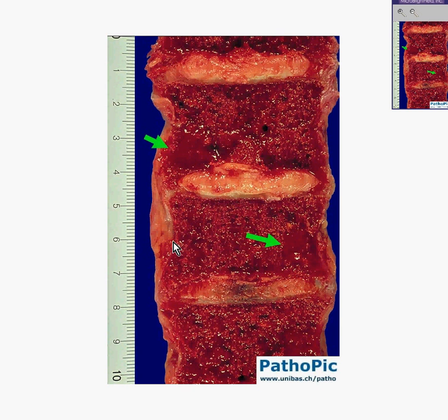In addition, if you look closely, you could see areas within the marrow in which the spicules are replaced by more of a soft tissue, like you can see here and like you can see here.